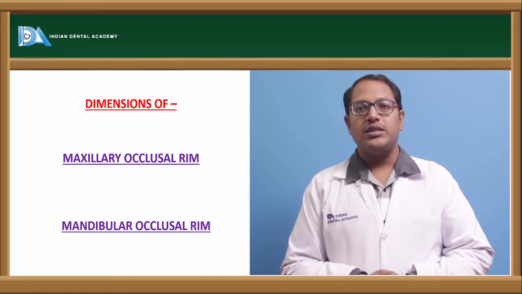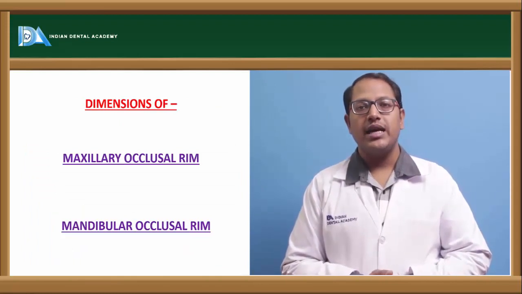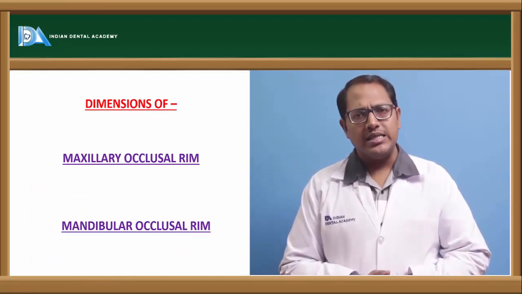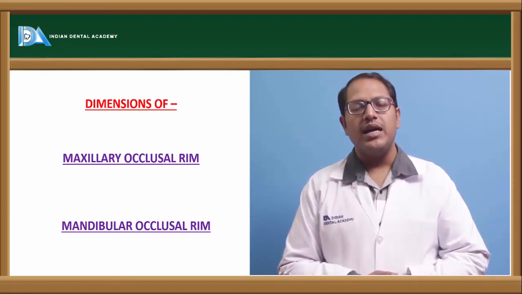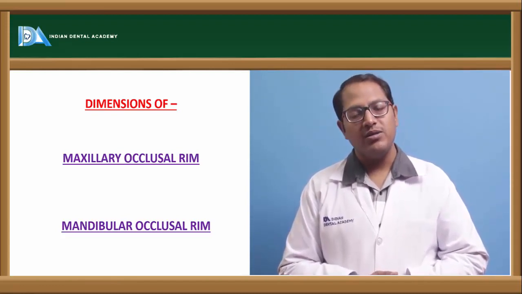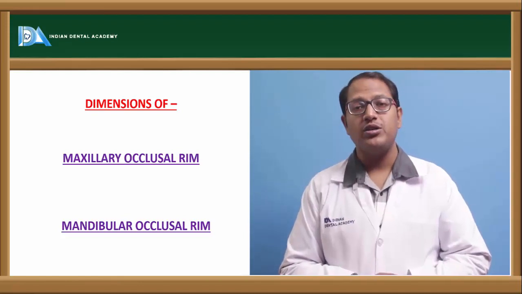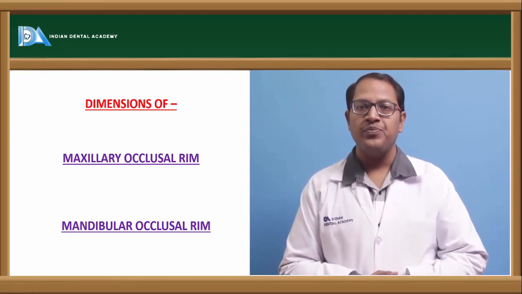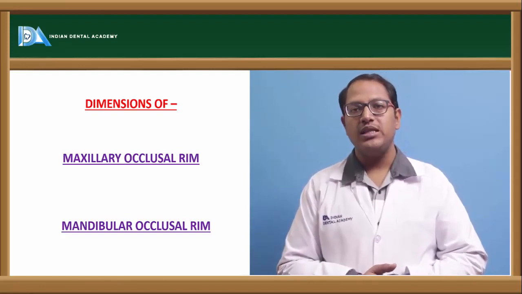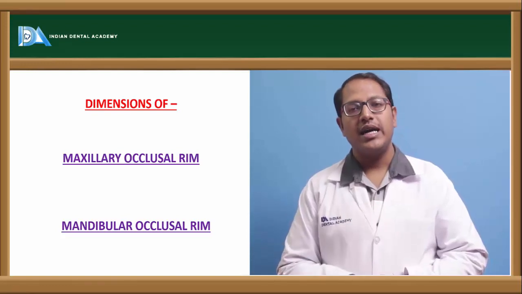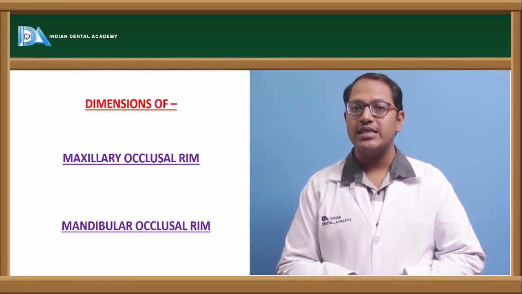Now coming up to the dimensions of maxillary and mandibular wax rims. Is there any ideal dimension for any maxillary and mandibular wax rims? And if there is any ideal dimension, will that be the same from patient to patient, or will that vary from patient to patient? Ideally, for any wax rim, say for example maxillary, what should be the length of the rim that has to be prepared from the sulcus depth?